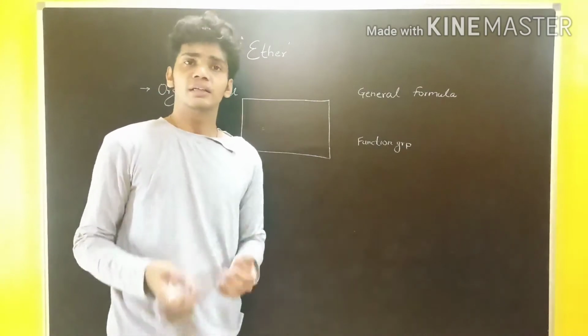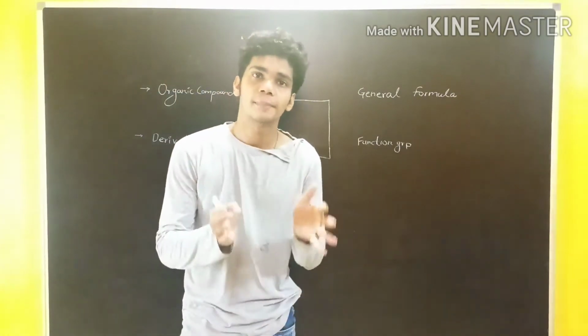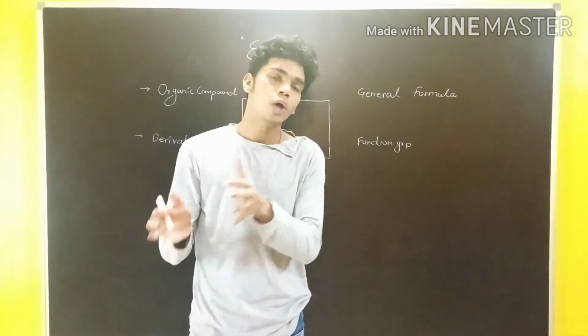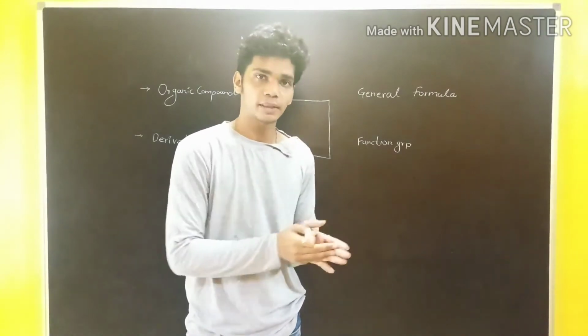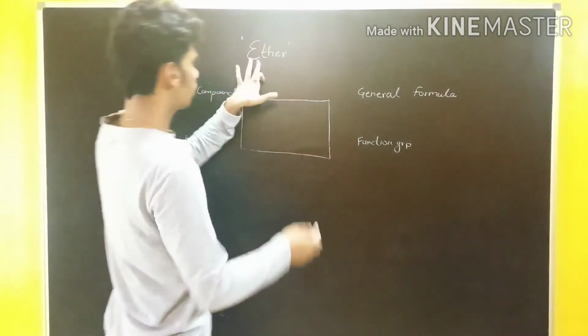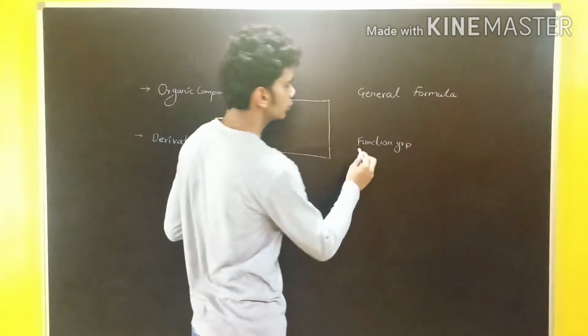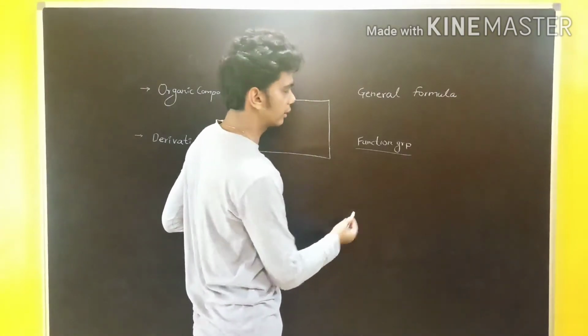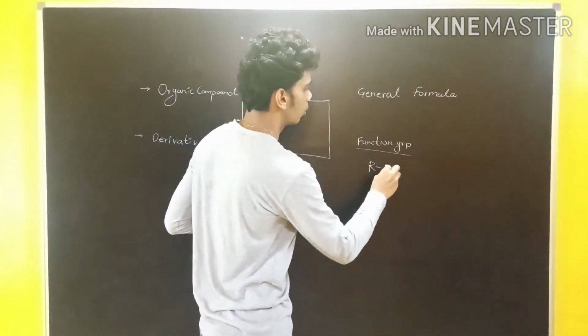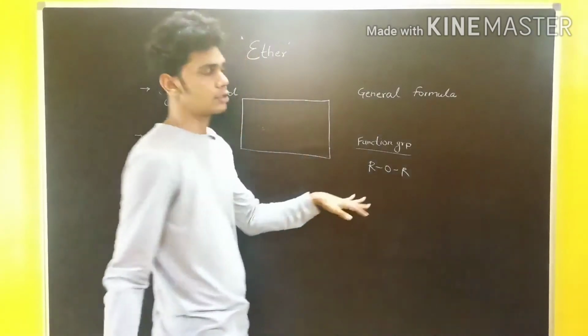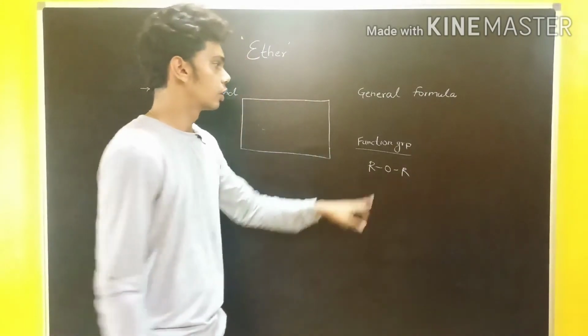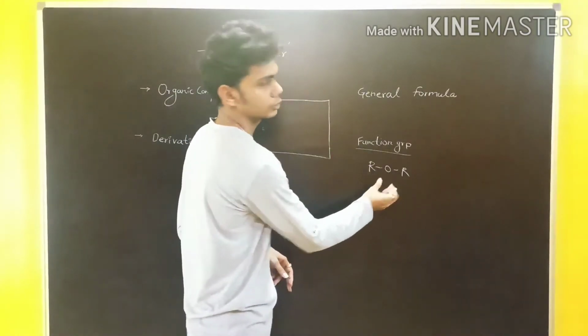Okay. Here we're going to talk about the ethers. It is the last part of the chapter named alcohol, phenols and ether. When we talk about the ether, we should know the functional group and how it is represented: R, O, R. So it's two alkyl groups attached to the oxygen.